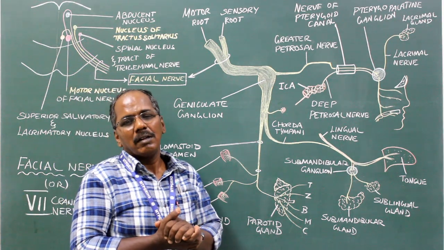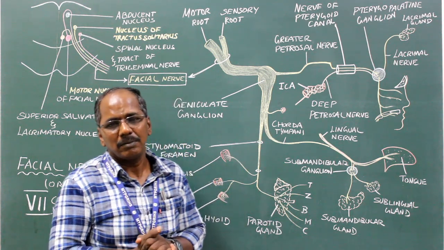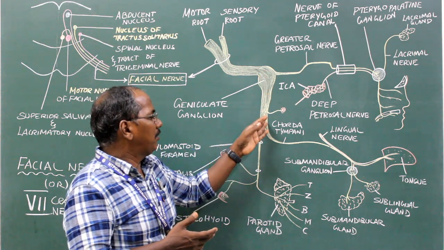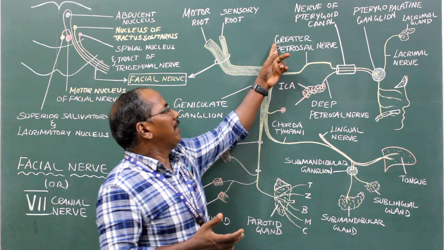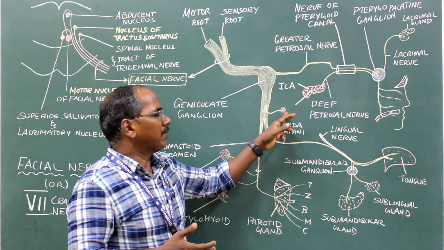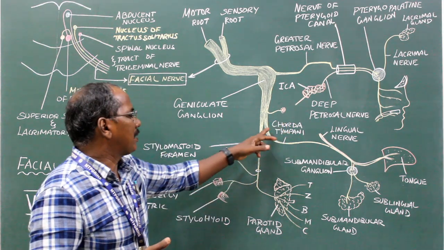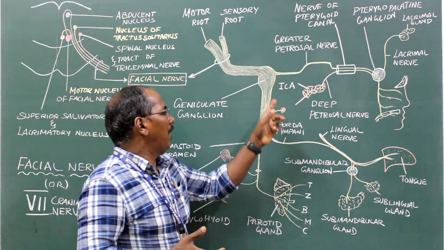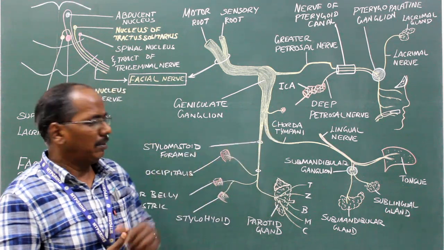How to remember the branches of facial nerve? Through mnemonics. There are 3 branches in the facial canal. G stands for greater petrosal nerve, N stands for nerve to stapedius, and C stands for chorda tympani. So G, N, C, good night QT.